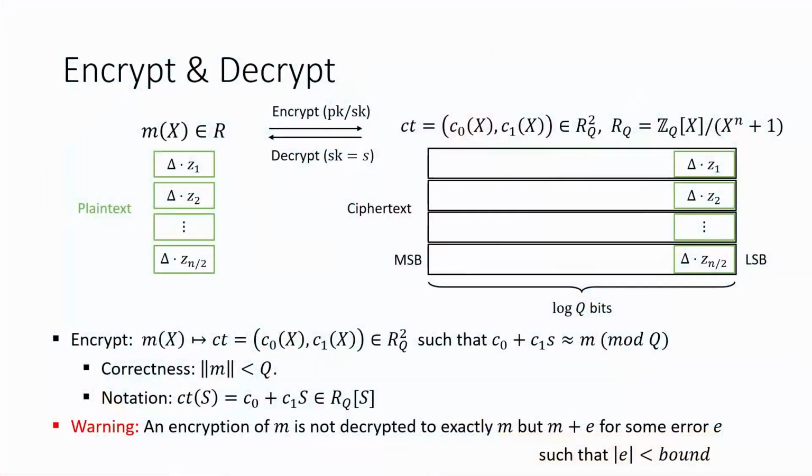So you can just imagine that you store plaintext blocks, n over 2 plaintext blocks, in larger black boxes of size roughly log q bits. And only the secret key owner can open this black box. And the size of this black box is parameterized by this important parameter Q.